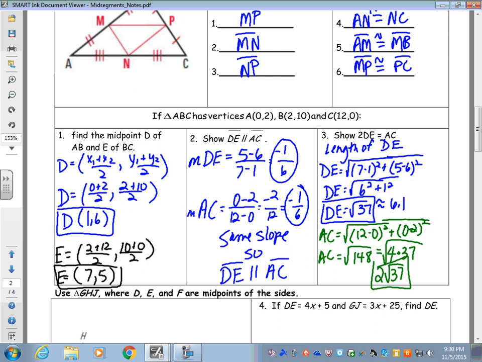And then I can physically see that if I double DE, it will equal AC, 2 times the square root of 37. Okay.